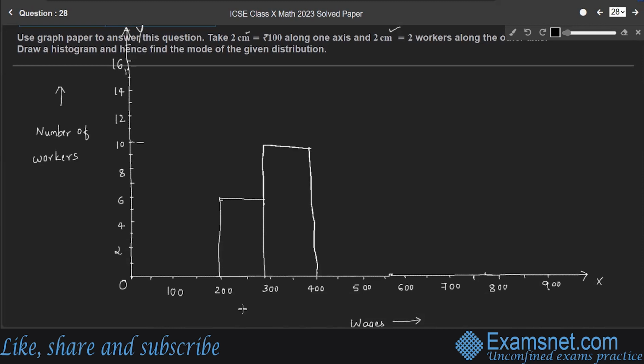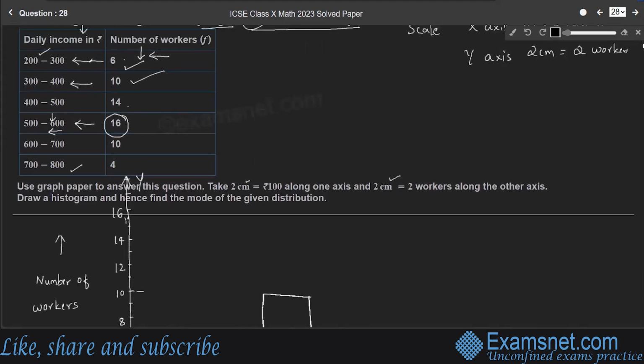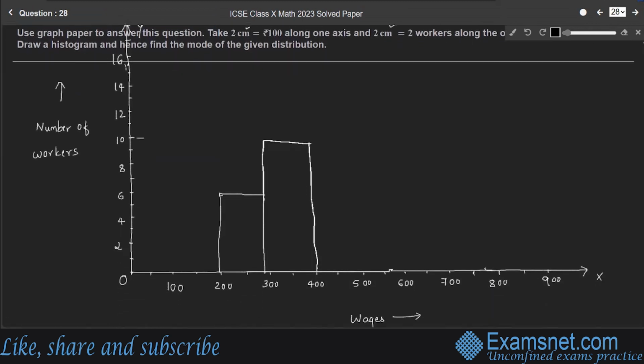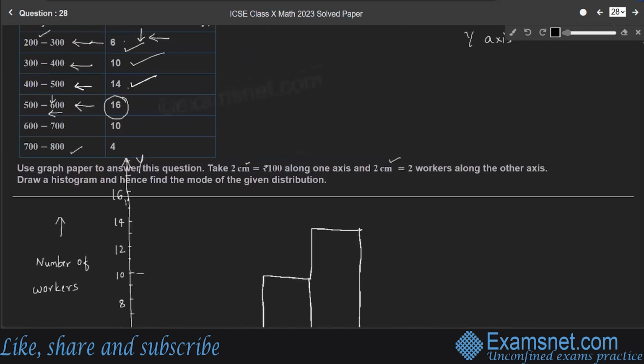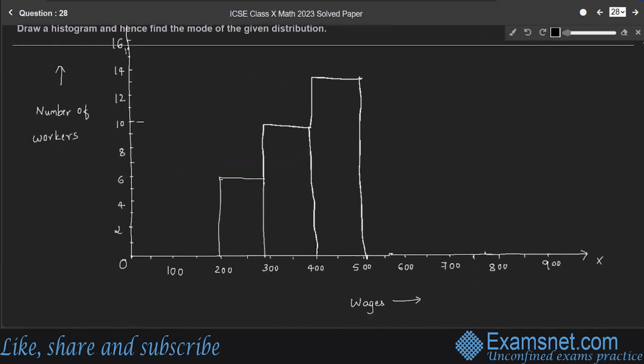In the range 300 to 400. Next, 14 workers are getting their wages in the range 400 to 500. So 14 workers. Up to 14, you have to extend. Next, 16 workers are getting in the range 500 to 600 rupees. 16, in the range 500 to 600.